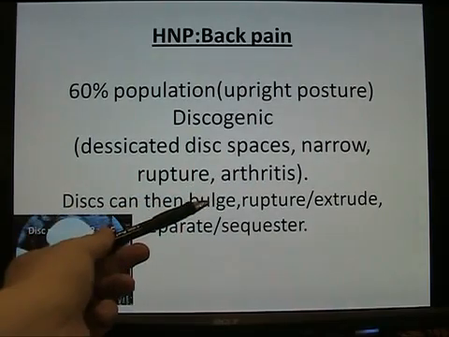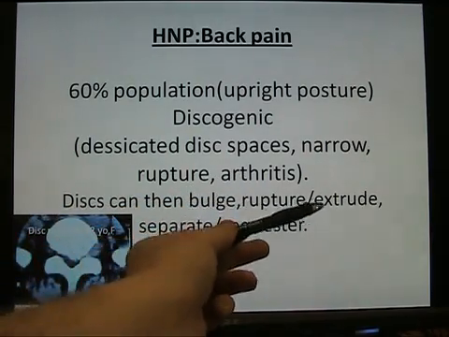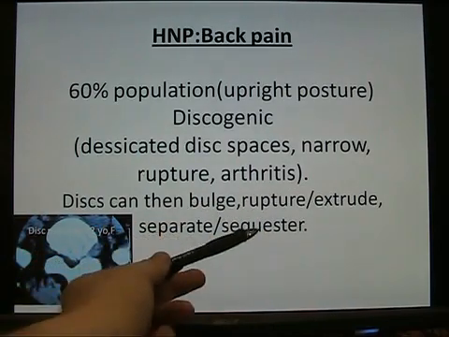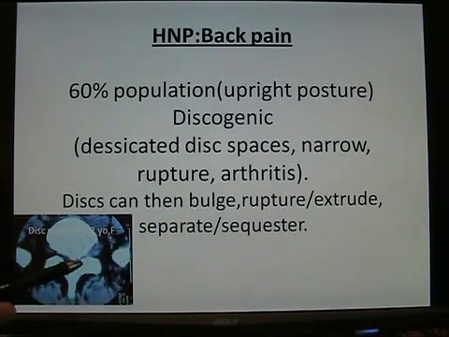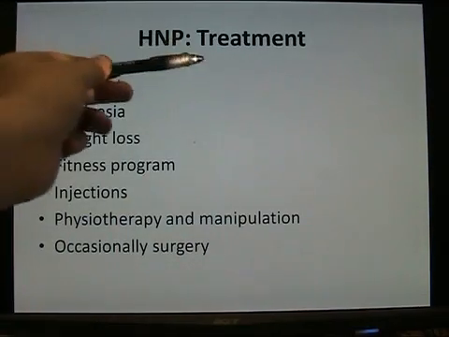These discs can bulge, rupture or extrude, separate or sequester. Here's one that's ruptured, going right out, putting pressure on the nerve root in that area. That will cause pain in the back. Pressure on the nerve root will cause pain down the leg. That's called sciatica. How to treat it?